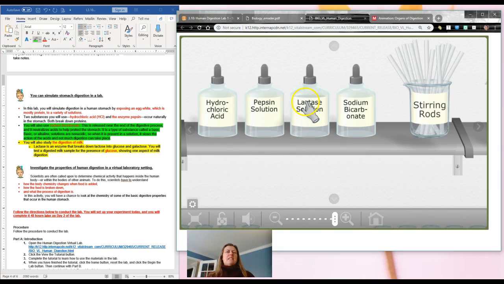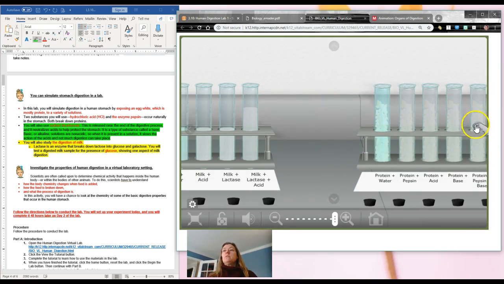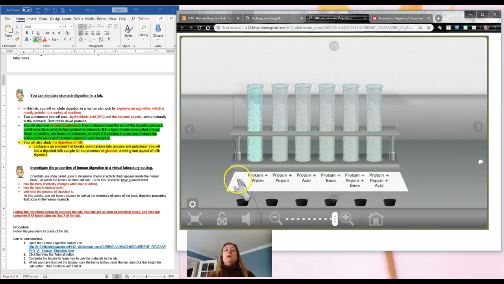And then lactase would be irrelevant. We didn't even put it in the protein, so we don't have to talk about that. So let's talk about our test tubes here. In the first one, we've got egg whites and water. So you could do this right now. Go get an egg white, boil it, and then float it in water and see if it digests. And then this one is protein and pepsin.